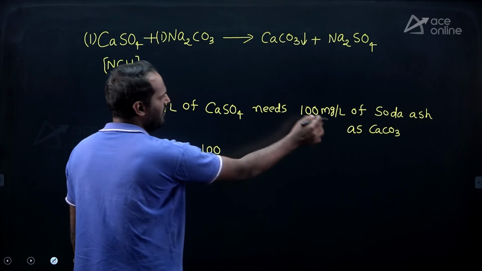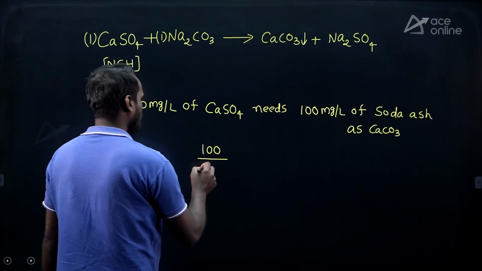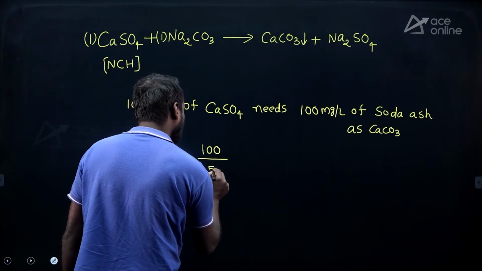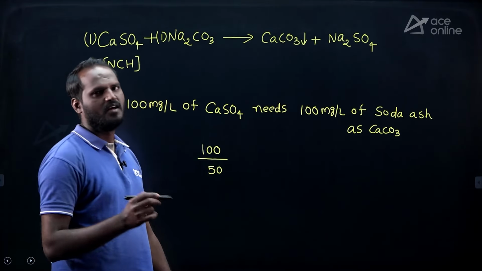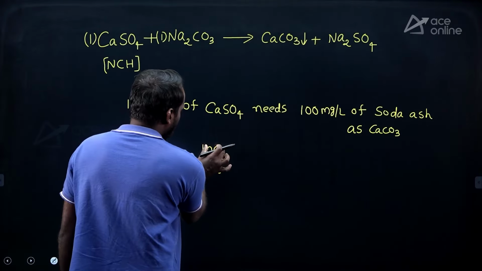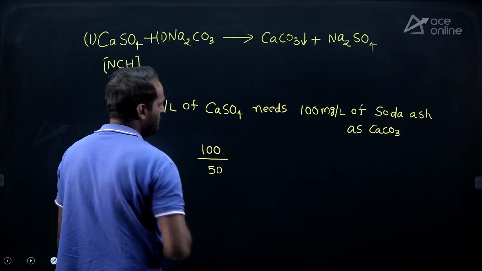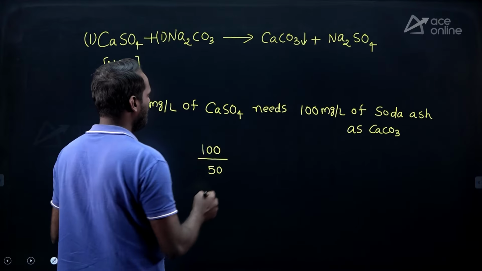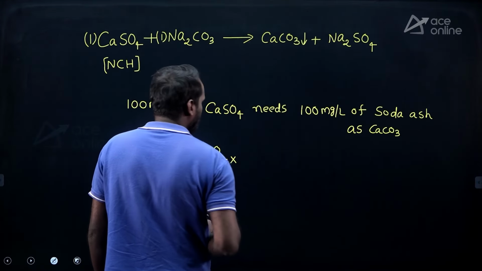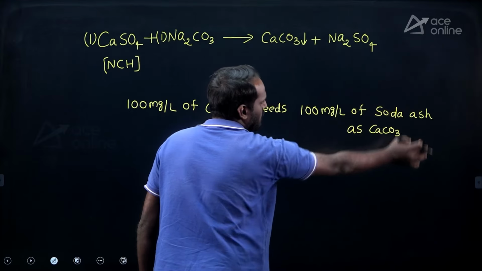What is the equivalent weight of CaCO3? You all know the equivalent weight of CaCO3 is 50, since the molecular weight is 100 by 2, which is 50. Weight of CaCO3 divided by equivalent weight of CaCO3 will give you milliequivalents. If you multiply by the equivalent weight of soda ash, you will get the answer.